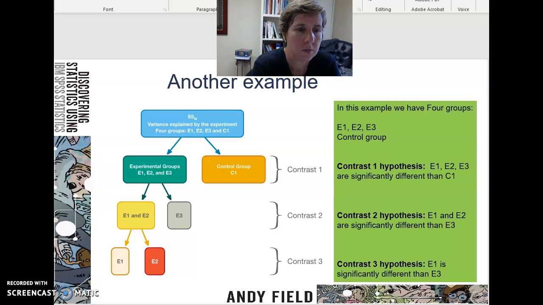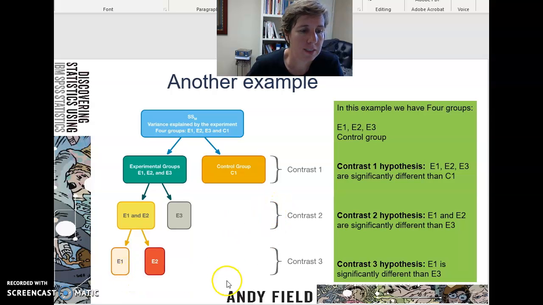Okay, so I'm going to talk a little bit about doing contrasts here. So we talked about how you set up your contrasts initially. And so here we are looking at 4 groups, and in this first contrast we are comparing groups 1, 2, and 3 against the control group. The second contrast we are comparing groups 1 and 2 against group 3. And then this third contrast, we are comparing group 1 against group 2.